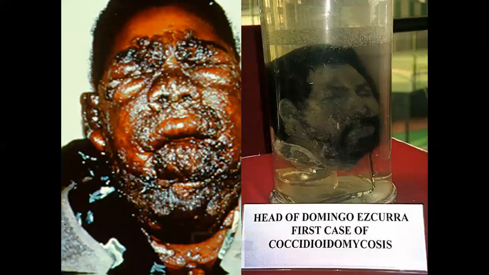Again, it is a respiratory tract infection causing infection in the lung, but apart from the respiratory tract, it can cause infection on the skin, and you can see a very ugly looking infection on the skin. On the right hand side, you can see the head of that first case of coccidioidomycosis, and this head is present in one of the museums of a medical school in Argentina.